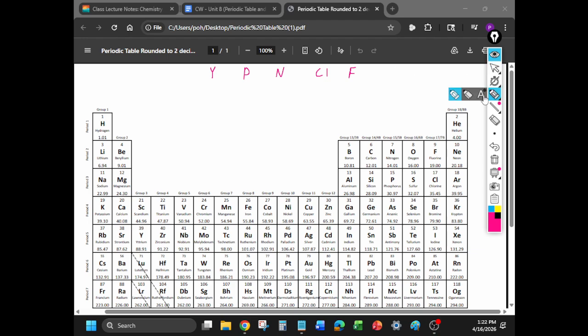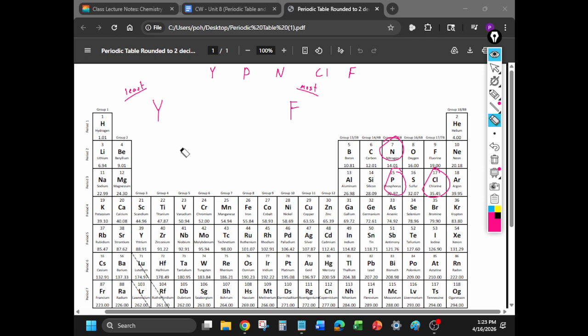Okay, so for organizing it, we're looking at Y, P, N, Cl, and F. Based on our pattern, which one is the least electronegative? Yeah, Y. It's the most down and most to the left. So Y is the least electronegative. Which one is the most electronegative? Yeah, F, because it's on the top right. So F is the most electronegative. So we can cancel these out and everything else will go in the middle.